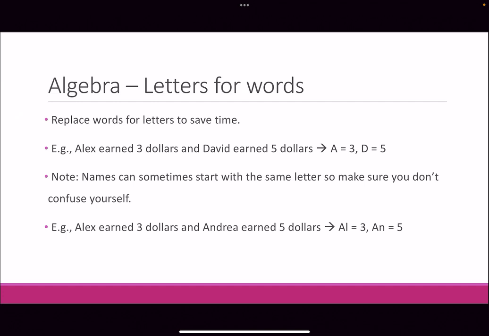time. Because for example, there are quite a few questions that include names or animals that make you repeat those names or animals when you're doing calculations. So for example, you can see there's a question in the slide where Alex earned $3, David earned $5. If you had to repeat those two names over and over again when you're writing, so Alex equals 3, David equals $5, then that'd take a lot of time.